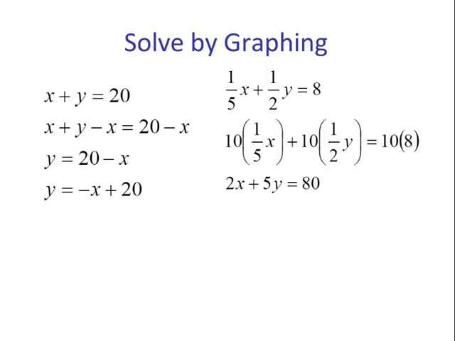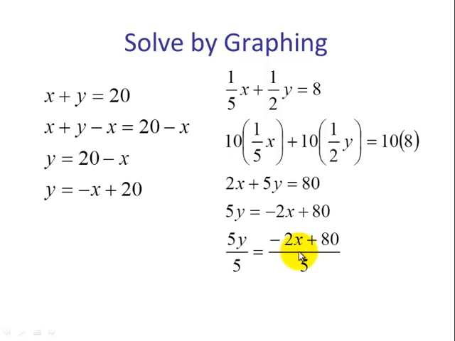Solving for y, we subtract 2x from both sides. The next step, to isolate the y, we need to get rid of the 5. So since it's multiplying, we do the opposite and divide. Now we have to remember that the 5 is dividing both terms on the right hand side. So we're left with y equals negative 2/5 x plus 80 divided by 5, which is 16. So we have both equations in y equals mx plus b form.